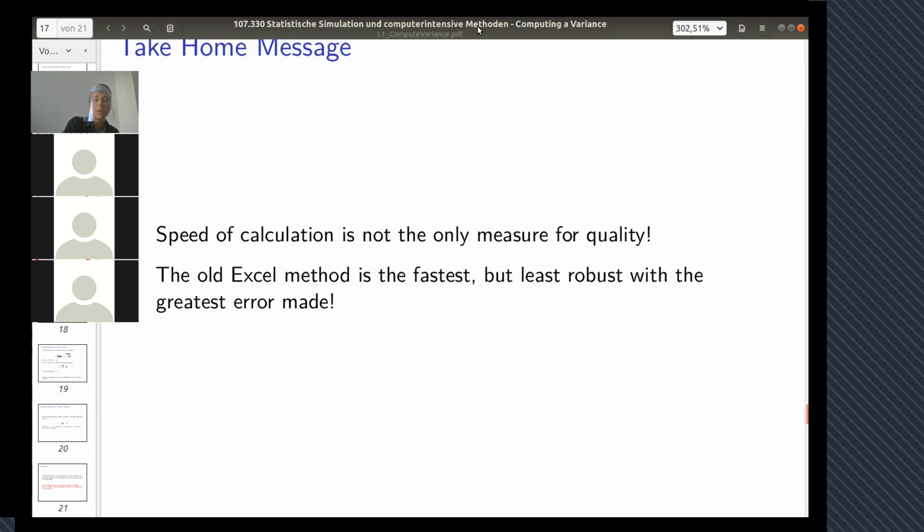Good. This should be more or less clear. Any questions regarding that?